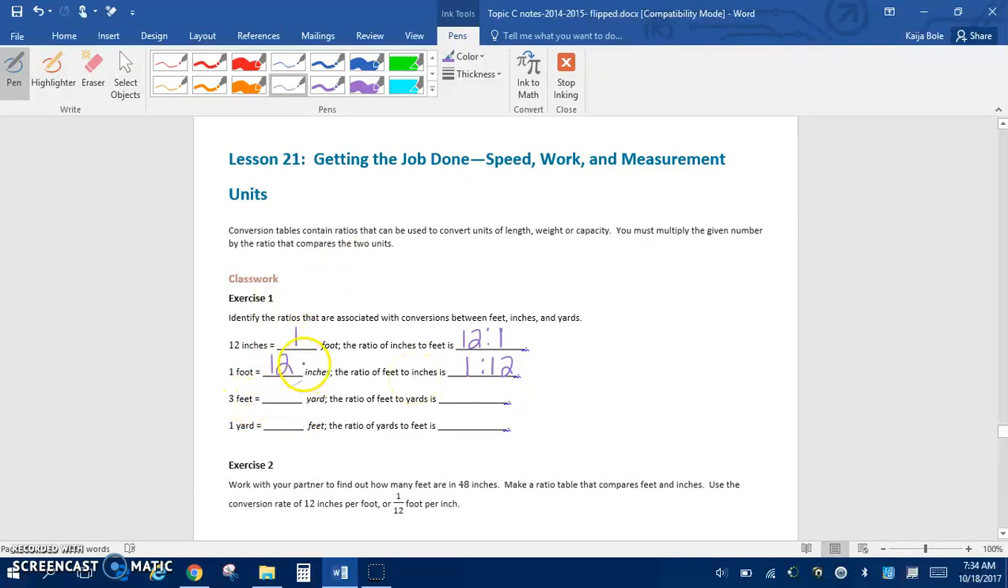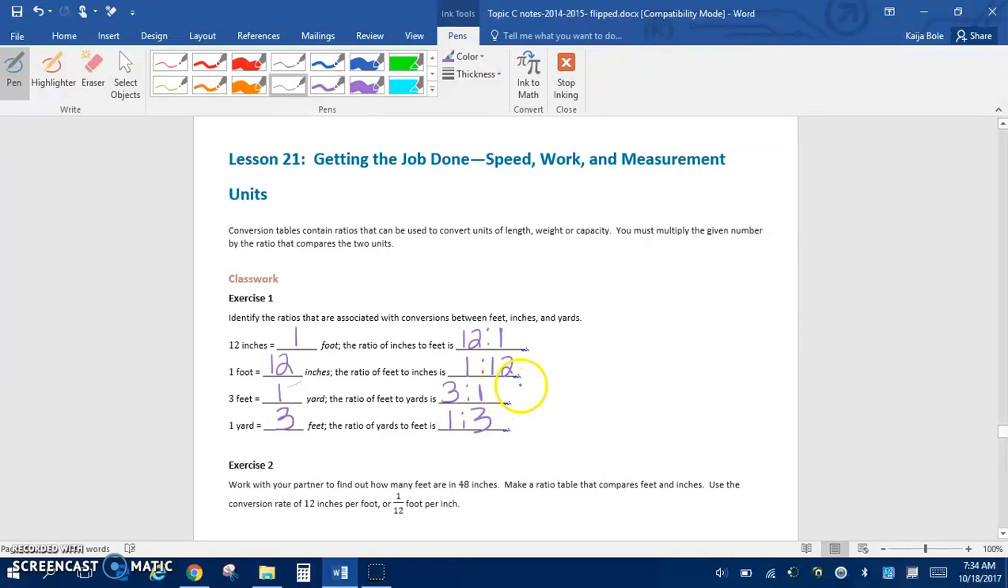So the next one says 3 feet equals 1 yard. So the ratio of feet to yards would be 3 to 1. And we know that 1 yard equals 3 feet. And the ratio of yards to feet would then be 1 to 3.